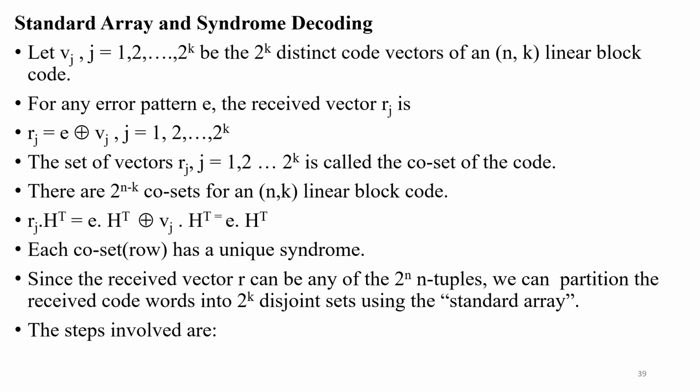Rj dot H transpose equal to E dot H transpose. Hence each coset has a unique syndrome. Since the received vector R can be any of the 2^n tuples, we can partition the received vectors into 2^k disjoint sets using the standard array. The steps involved are given.